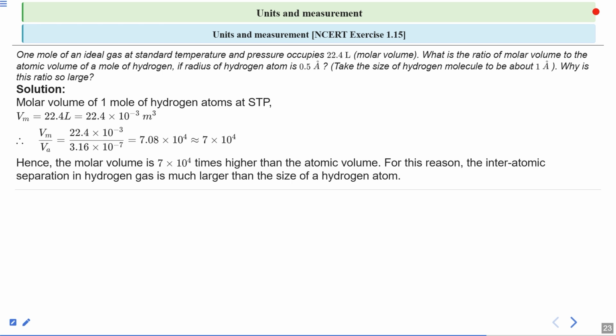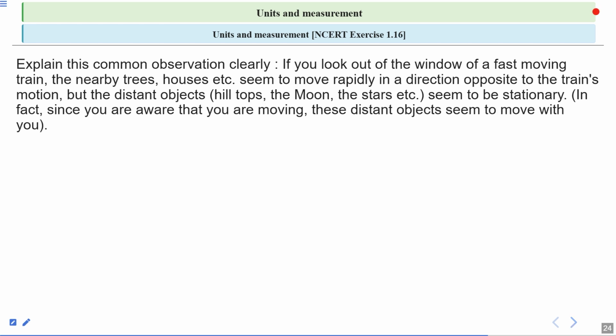Okay, let's go to the next question. Explain this common observation clearly. If you look out the window of a fast moving train, the nearby trees, houses, etc. seem to move rapidly in a direction opposite to the train's motion. But the distant objects, hilltops, the moon, the stars, etc., seem to be stationary.